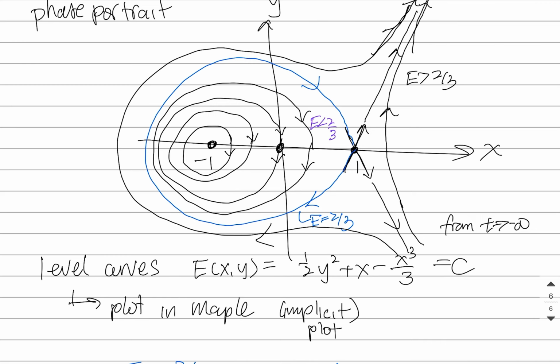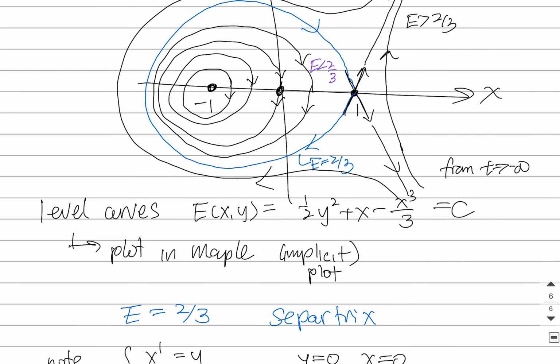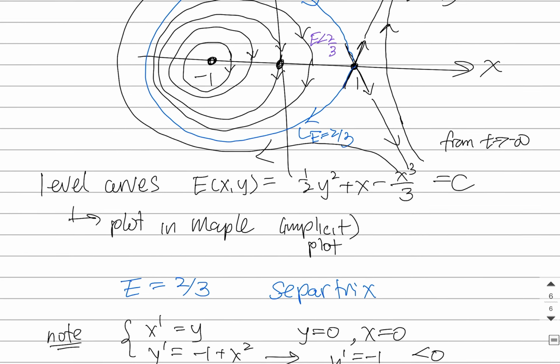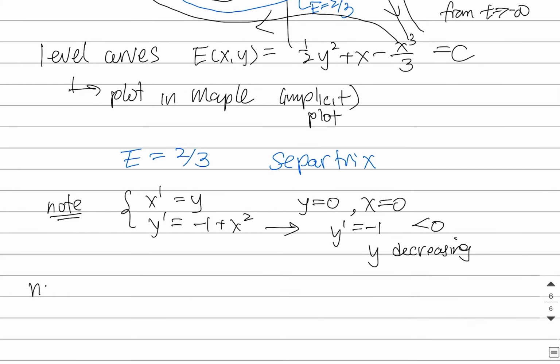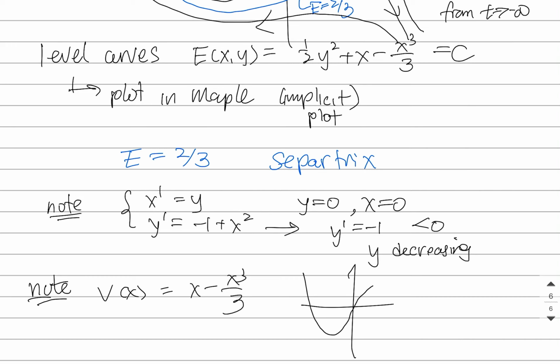And these conservative systems are kind of neat. They tell you pretty much a good story, even with a difficult to solve nonlinear system. We're fortunate that it has this structure that allows us to take a look. Now remember, note that V of x was x minus x cubed over 3. This ends up looking like a cubic function. And the minimum of this cubic function was at -1. The maximum was at +1.